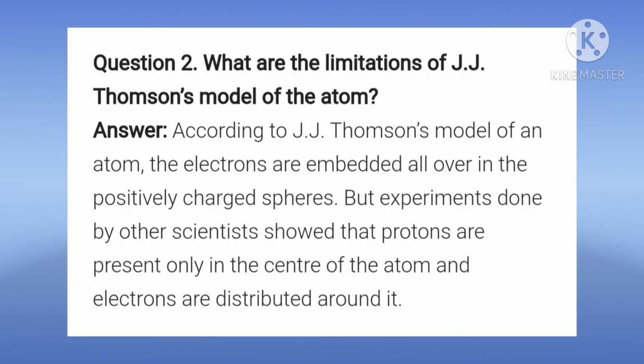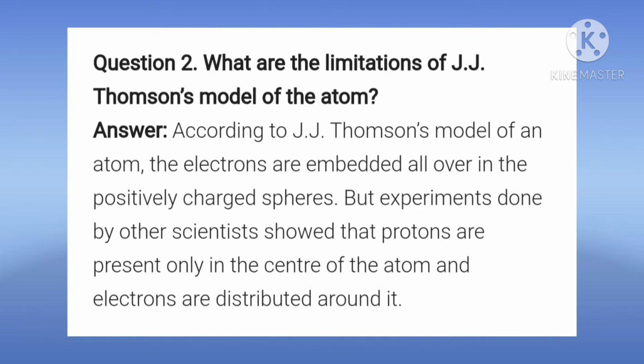Then question number 2, what are the limitations of J.J. Thomson's model of the atom? According to J.J. Thomson's model of an atom, the electrons are embedded all over in a positively charged sphere. It is like a Christmas pudding: a positive bulb, and the electrons are like cherries or plums on the pudding. So according to him, the electrons are embedded all over the positively charged sphere.